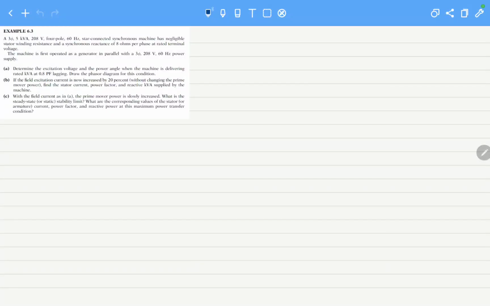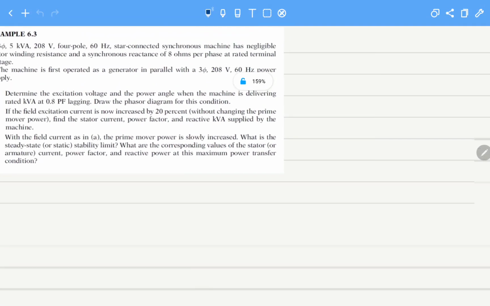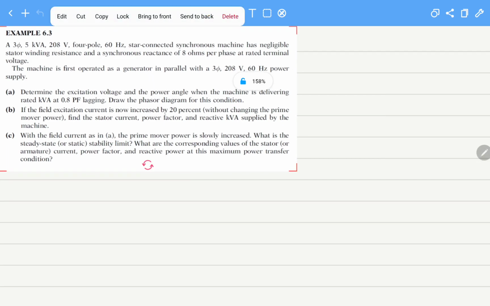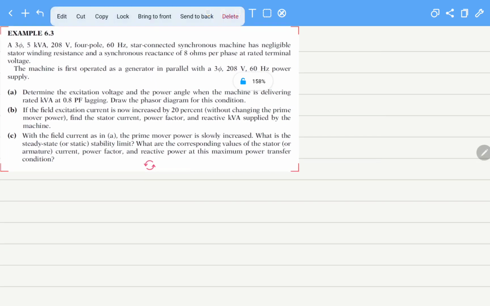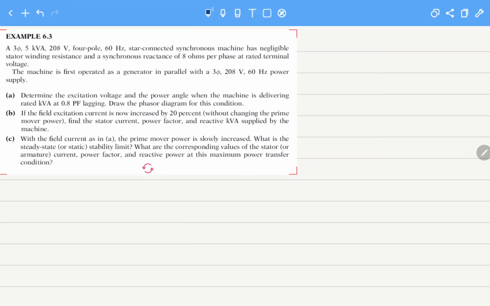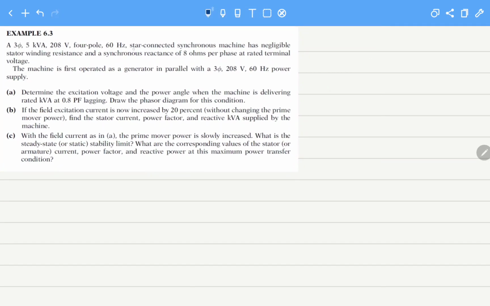Okay, students, the topic of synchronous machines continues, and the next example is related to a three phase 5 kVA, 208 volts, 4 poles, 60 hertz star connected machine. Again, it's a star connected machine, that means it is Y connected, which has a negligible stator winding resistance.